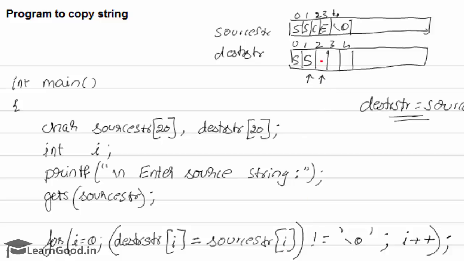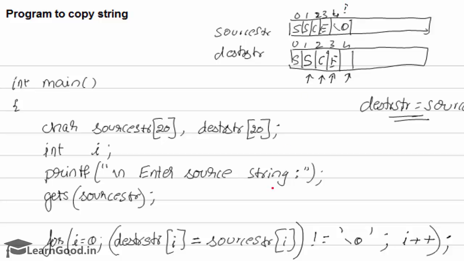Source str of 2 is nothing but C. C is copied to dest str of 2. C is copied here, and again C is not equal to slash 0. I gets incremented. I is 3 now. So again source str of 3, that is E, is copied to index number 3 location, dest str of 3. And E is not equal to slash 0. Again I plus plus, I is going to be 4 here. Okay, so I is 4.